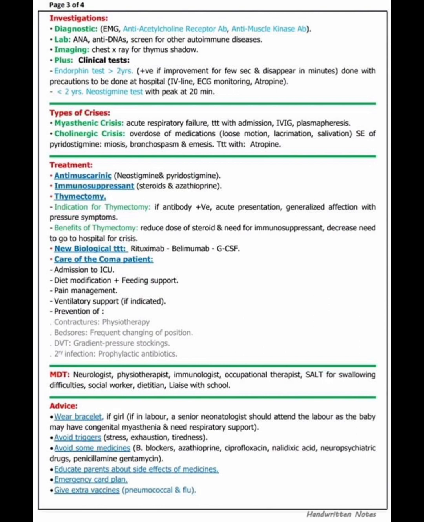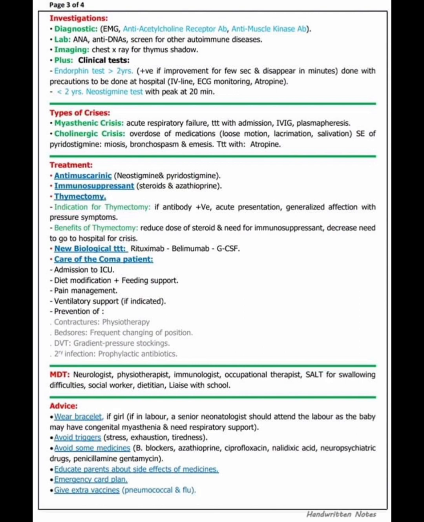Then lab, we do ANA, anti-DNA, and screen for other autoimmune diseases. Imaging: chest X-ray for thymus shadow. Plus clinical test, that is the edrophonium test. More than 2 years, positive if there is improvement for a few seconds that disappears in minutes. Done with precautions at hospitals: 4-line ECG monitoring, atropine. Less than 2 years, neostigmine test with peak at 20 minutes.